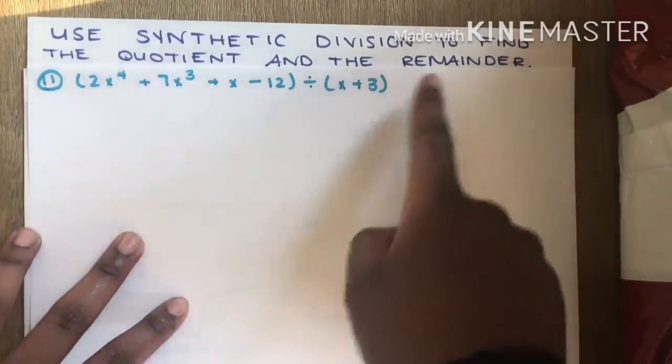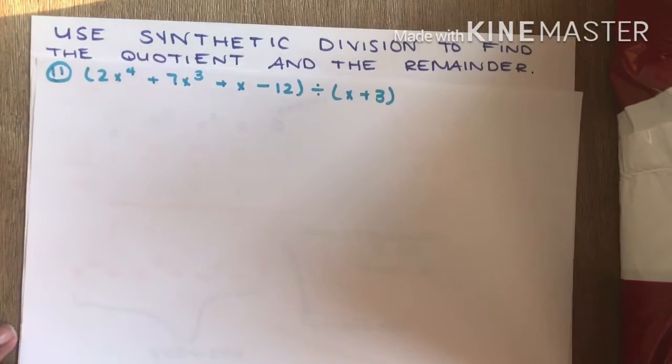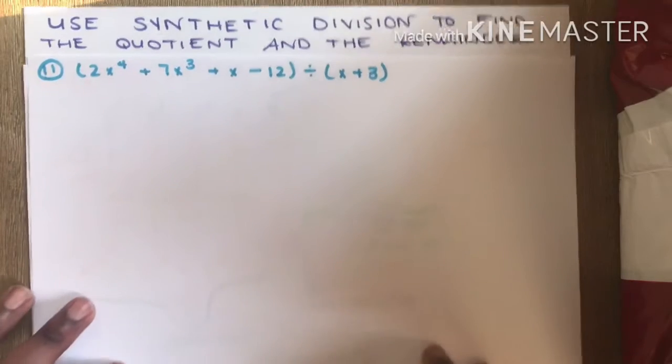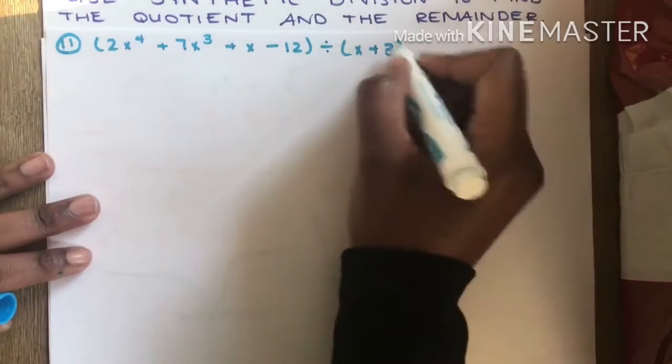Alright, so on to problem number 11, which is 2x to the fourth plus 7x to the third plus x minus 12, divided by x plus 3. So this problem is going to start just like the last one did. We have to figure out what number we're going to put in the little box, which is the number we're dividing by. So we take x plus 3 and set it equal to 0.